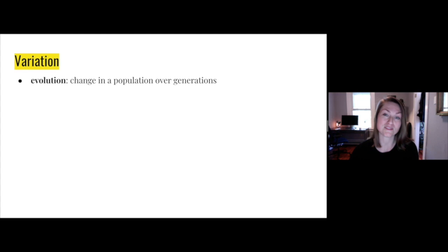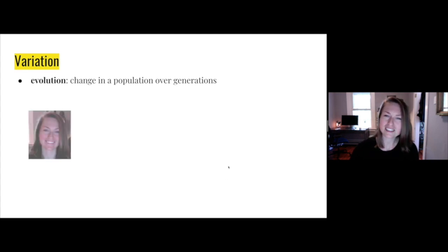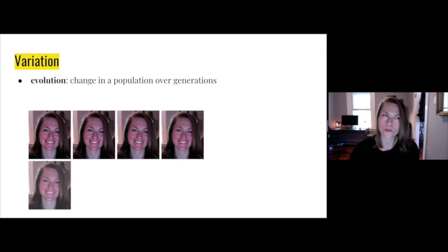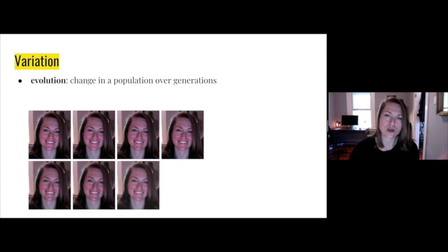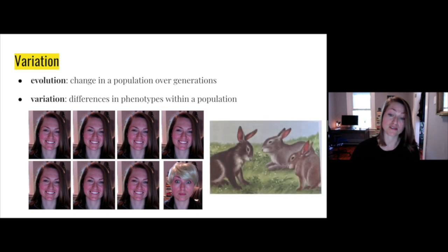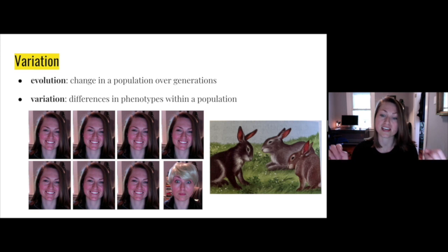The second step of natural selection is variation. So evolution is a change in a population over generations. So if every single organism in one population is exactly the same, we're not going to see any change. We need variation, some difference in phenotype within a population. In this example, the variation is with hair color. If we look at this picture of rabbits, we can see that there's variation in fur color and in size.